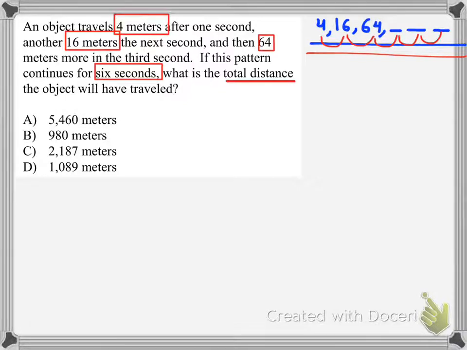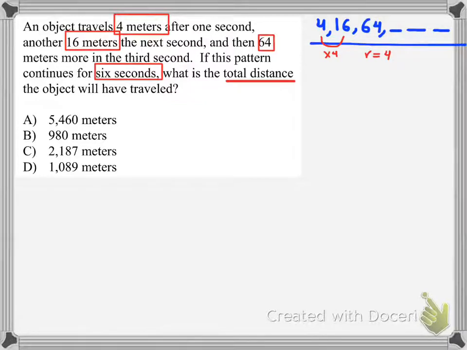I know that this is a geometric sequence because they are being multiplied by one number. So what is it? What is the 4 multiplied by to get 16? That'll be multiplied by 4. So therefore I know that my ratio is going to be 4. Therefore this is going to be a geometric series, or in this case sequence.